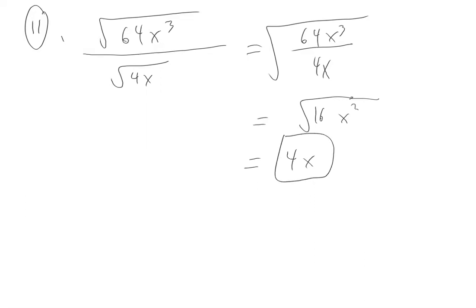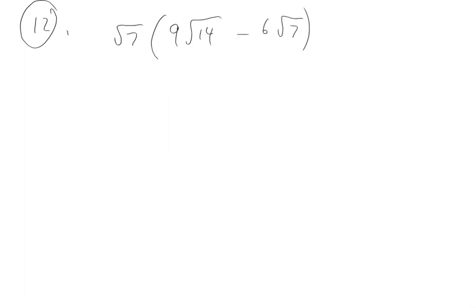Then number 12. 12 says square root of 7 times, parentheses, 9 square root of 14 minus 6 square root of 7. If I multiply the radicals together, I'll get 9. Now, by the way, there's really an invisible 1 in front of this, so you're actually doing the 1 times 9, which is 9. Then the square root of 7 times the square root of 14 would be 98. Minus, then the 1 times the 6 is 6.